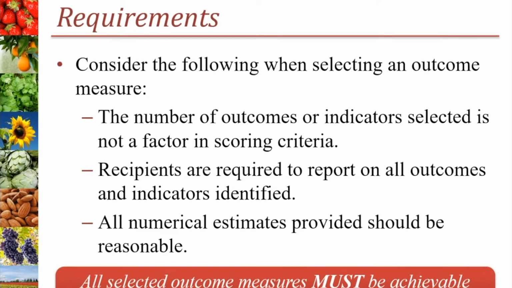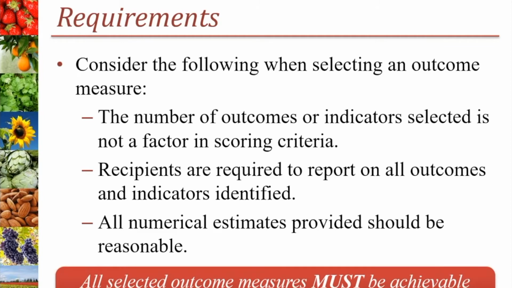The number of outcomes or indicators selected is not a factor in scoring of the proposal. Selecting more outcome measures does not mean your project will be viewed more favorably. Applicants that are awarded grant funds are required to report on all outcomes and indicators selected, so only identify the outcome your organization will have the capability to monitor and report on.